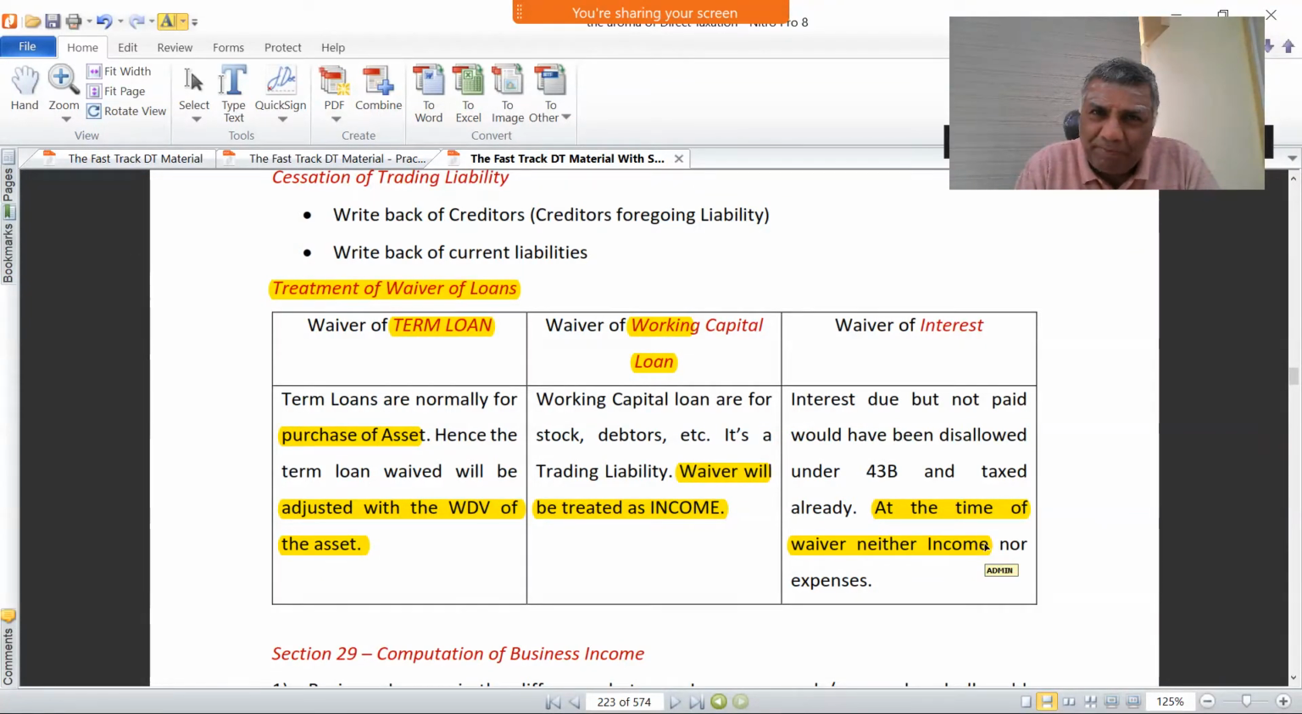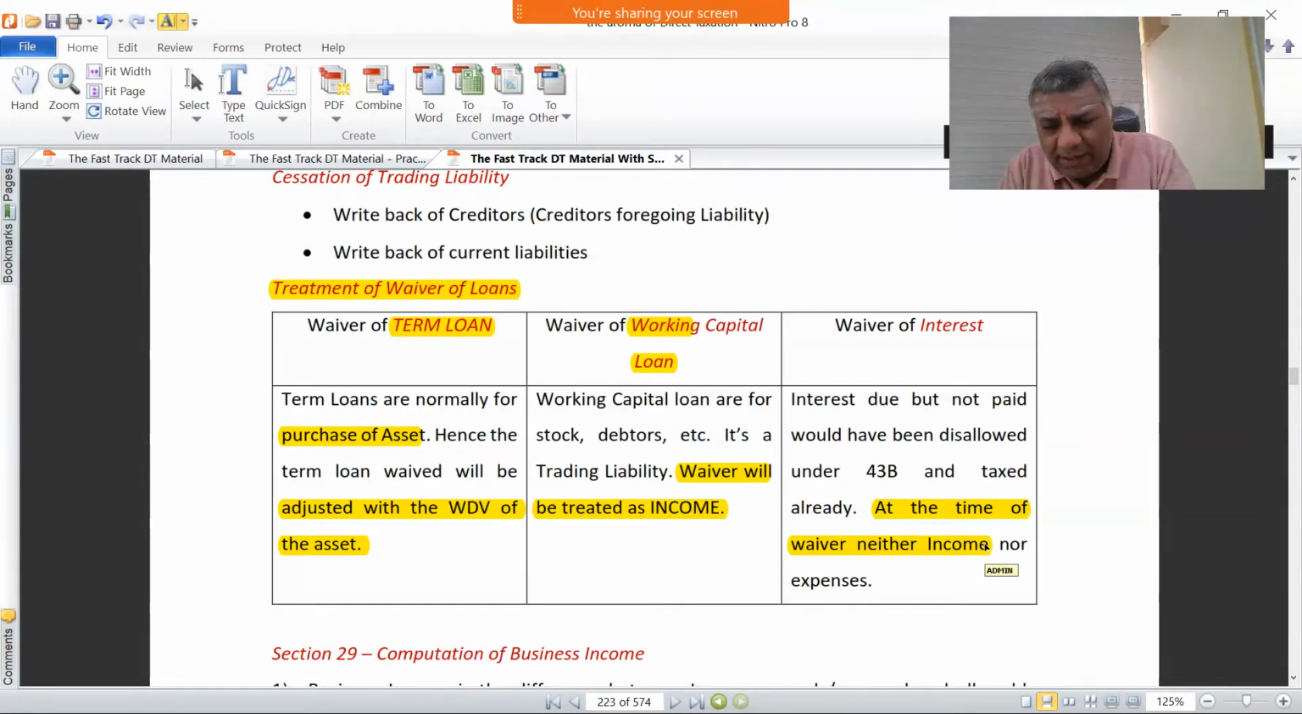In case of bank loan waiver, I need to see what type of loan. If it is a term loan, then it is for the purchase of an asset. It is not a trading liability. So adjust it with the cost of the asset. Cost we need not know. Whatever is the WDV, adjust it against it.